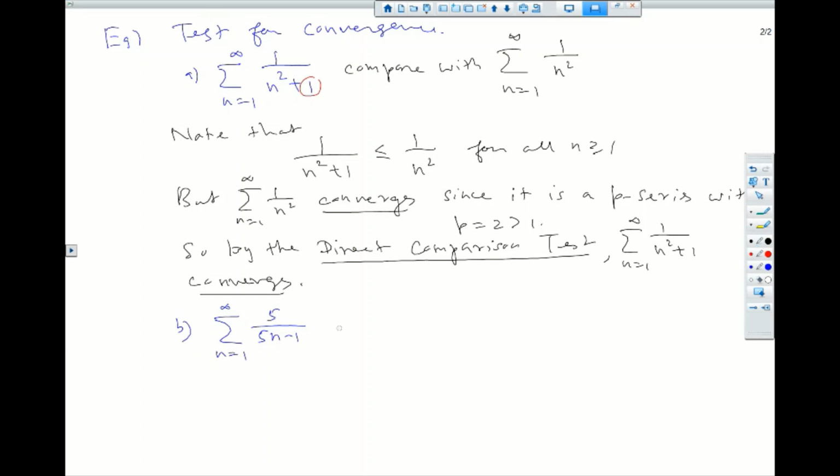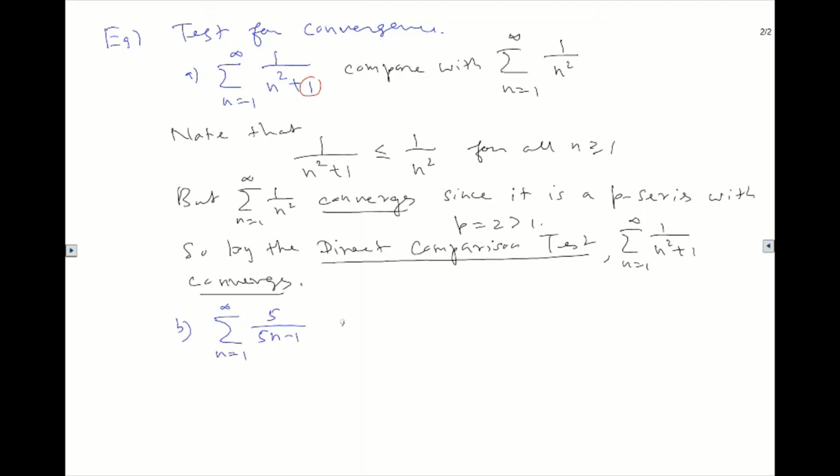So that means you're going to compare with the sum from n equals 1 to infinity of 1 over n. Why 1 over n? Because you get 5 over 5n, and once you cancel the 5, it is 1 over n. But what do you know about 1 over n? It is the harmonic series, which we know diverges. Or it is a p series with p equal to 1.